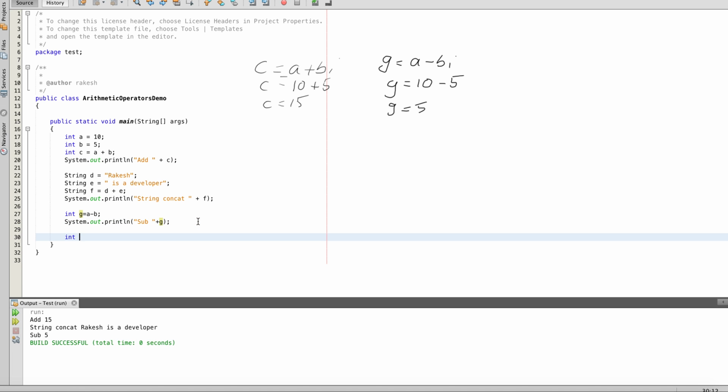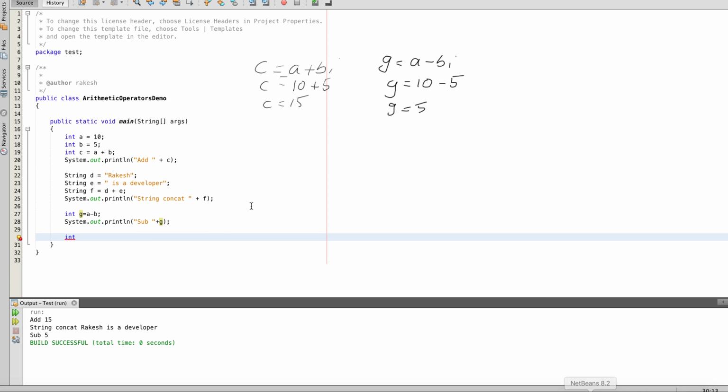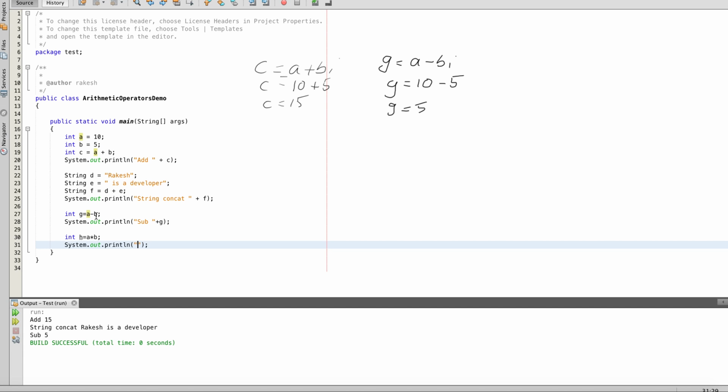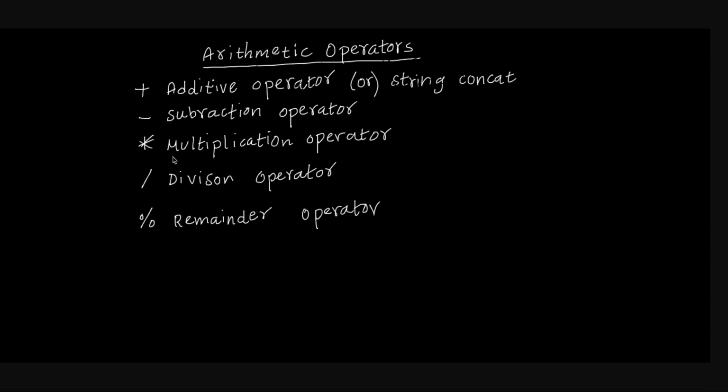Next we will see the operator called the multiplication operator. The multiplication operator will multiply two or multiple numbers and give the resultant output. For example, a star b means it will multiply the values of a and b and set the result to the variable h, which in this case is 10 into 5, 50. If you run the program, you can see the output multiply 50. Then we will see another operator called the division operator.